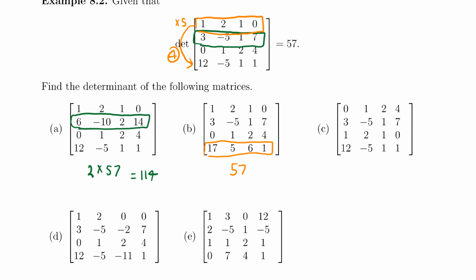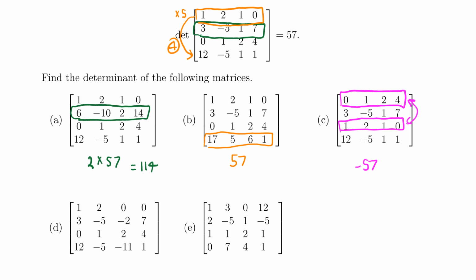Okay, how about the next one? What are the differences? Well, if I swap the first row and the third row, I will get the original matrix. So this is just the original matrix with the first row and the third row interchanged. And when I do that, the determinant will flip the sign. So the determinant of this one is going to be negative 57. So these three things are the effects of the standard row operations on the determinant of the matrix.